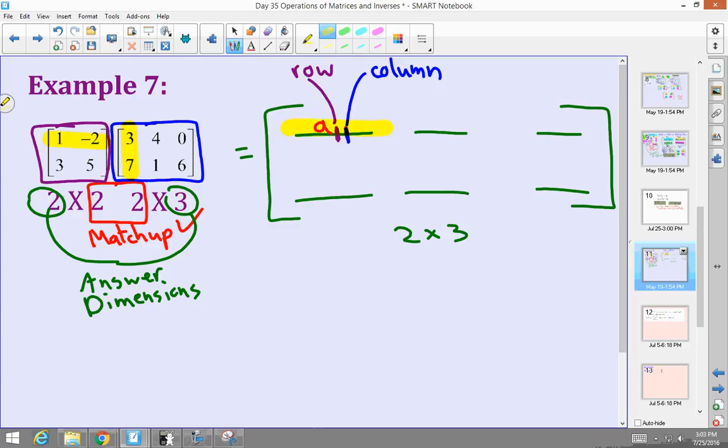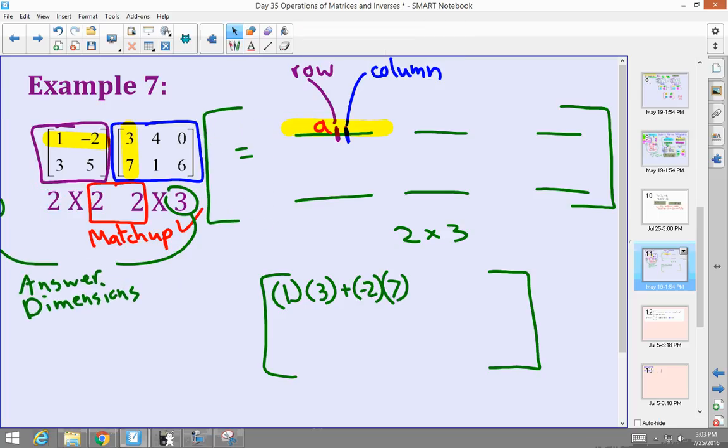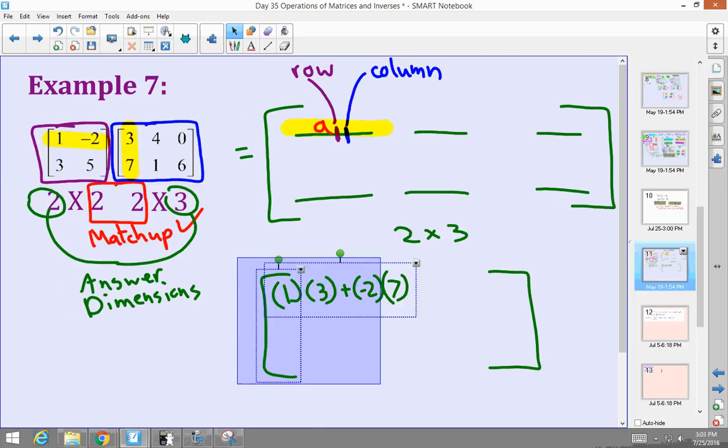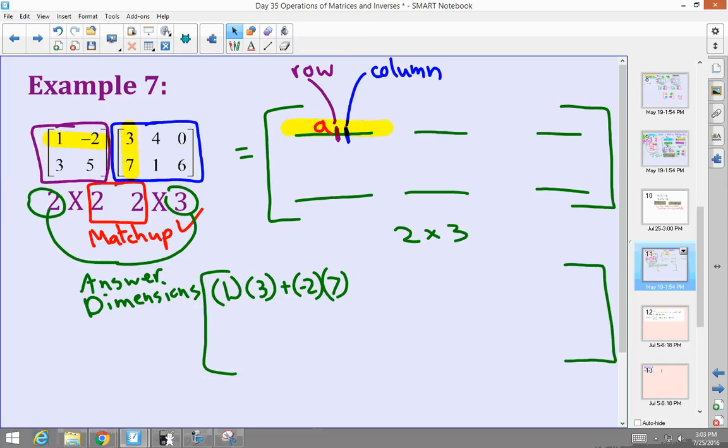Okay? So let's just organize it here. This is going to be 1 times 3 plus -2 times 7. And I'm going to run out of a lot of space here, so let me stretch this all the way over. Okay.